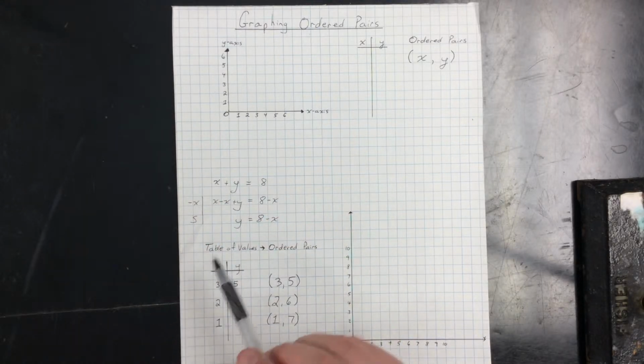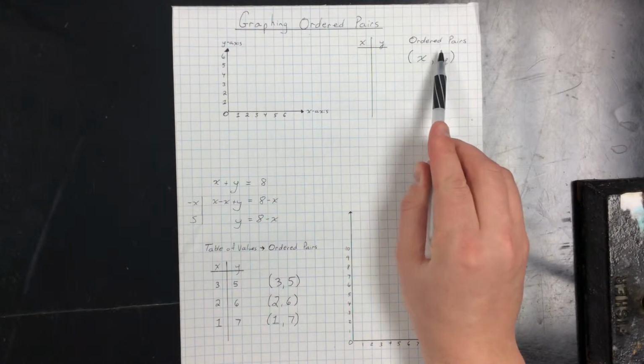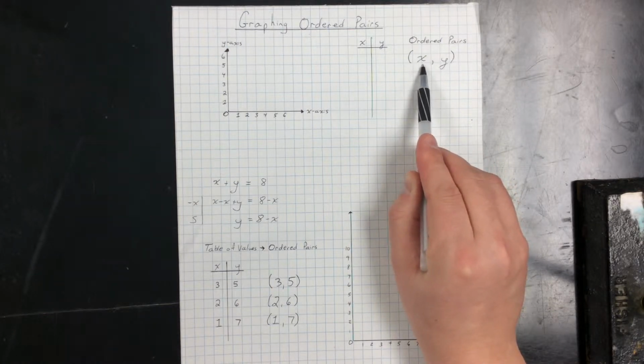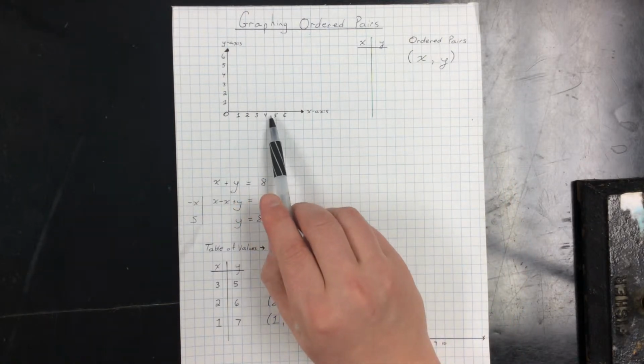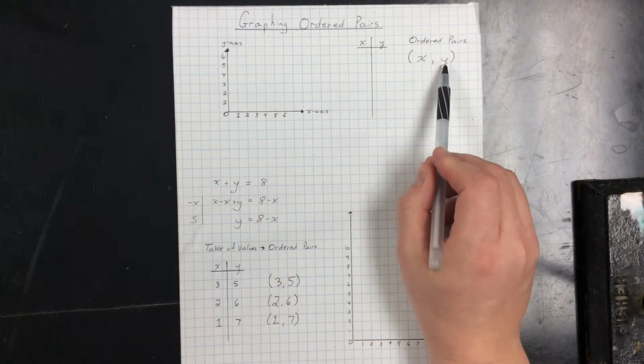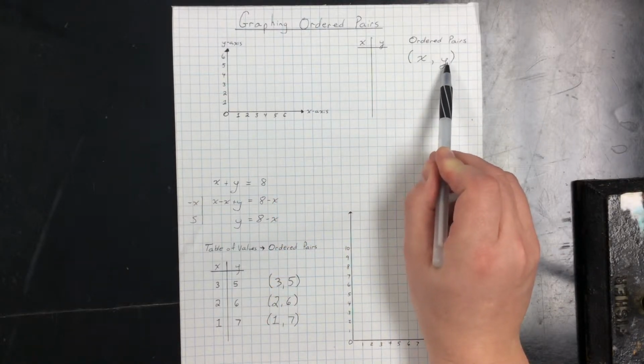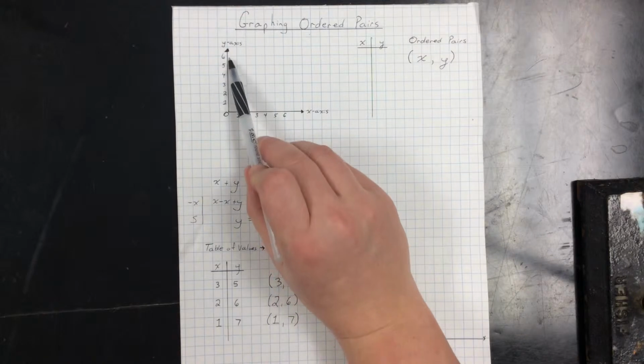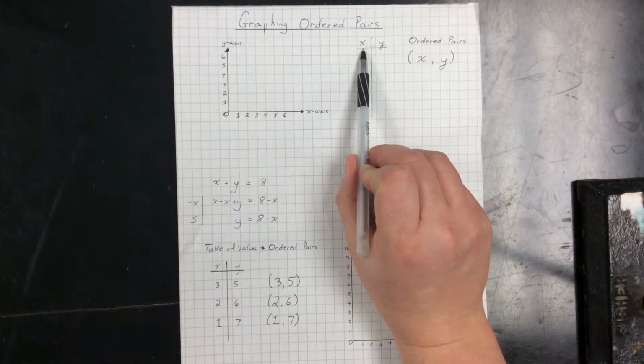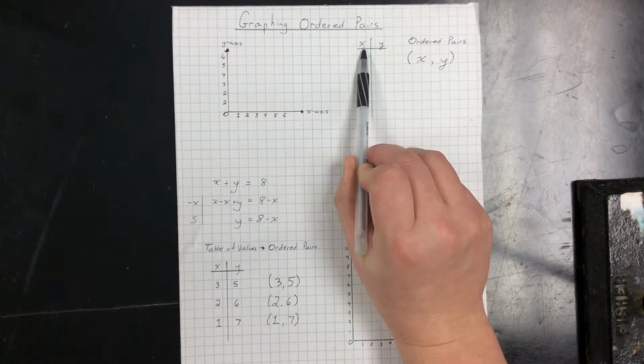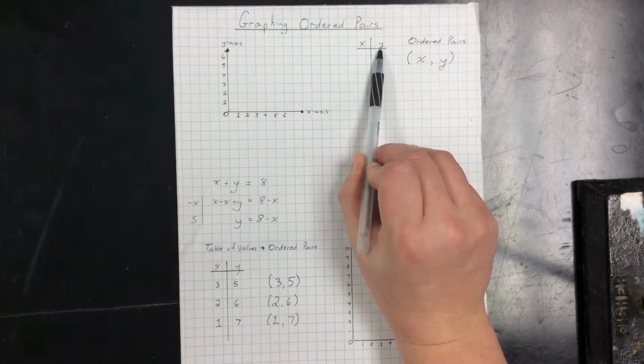When we graph, we're always going to graph ordered pairs. We're always going to put the x value, where it fits on the x-axis, first, and then the y-axis second, where it fits on there, which is the same way it fits into our table of values. In our table of values, we always put the x value and then the y value.